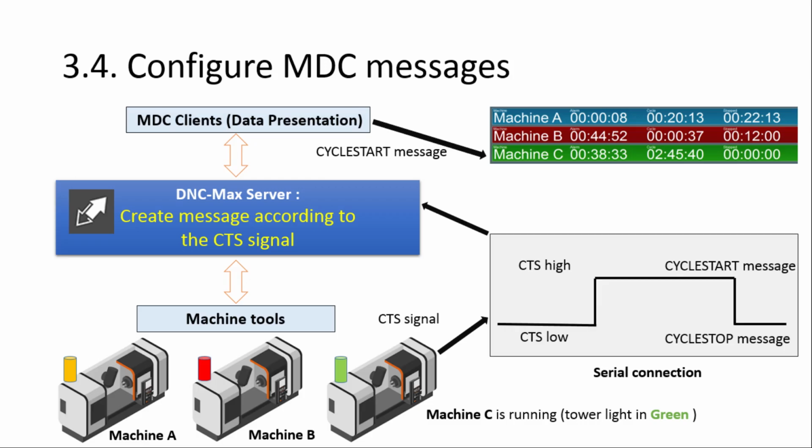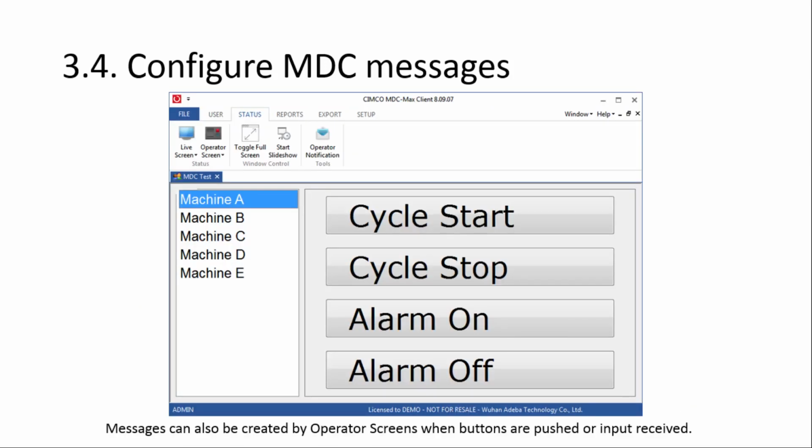We are not talking about physical hardware ports, but about the ports defined and configured on the DNC-Max server. These virtual ports receive the raw data from the network or cables connected to the server PC and, based on how the ports are configured, the ports, DNC-Max server, create messages. Messages can also be created by operator screens when buttons are pushed or input received. We will return to this later in this guide. For now, we will focus on configuring the messages that will be created by our virtual machine ports. We will need the messages cycle start, cycle stop, alarm on, and alarm off.